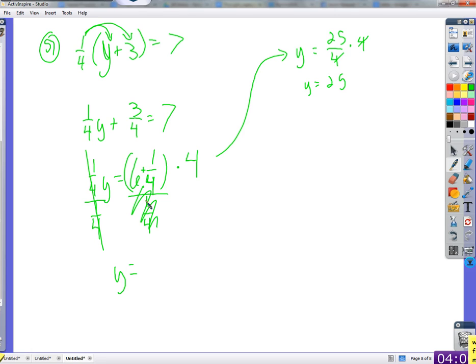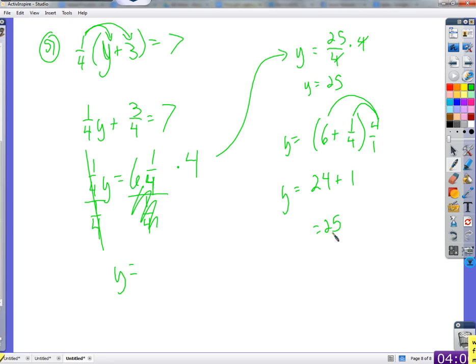Sometimes using this distribution idea is a little easier when you're multiplying by something like 4. So now I distribute, right? I should be writing this over here. I could look at it as 6 plus 1/4 times 4 over 1. Distribute. 4 times 6 is what? 24. And 4 times 1 fourth is? 1. 4 over 4. 1. 25. So do it that way. I think most people will do this. Turn it into an improper fraction, multiply those together.